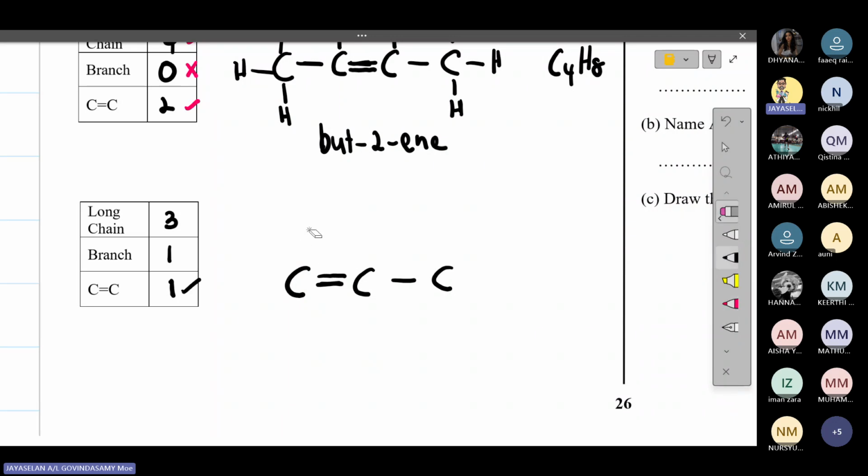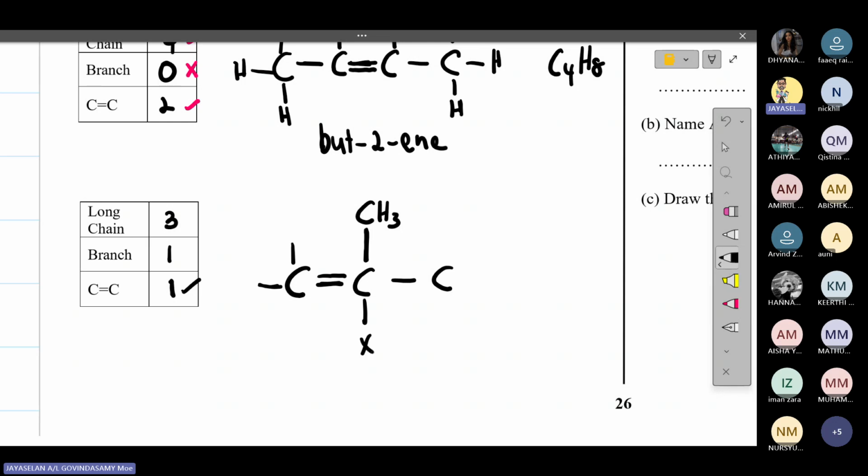Okay, the branch cannot be present at the first carbon or last carbon. Must be present between first and last carbon. Di antara carbon pertama dan carbon terakhir. So here I put CH3. Jangan pergi tulis macam ni tau. Salah. Okay, jangan tulis macam ni. Sudah salah. Okay, the bonding should attach to carbon like this. Baru betul. Okay, so can or cannot? Can.